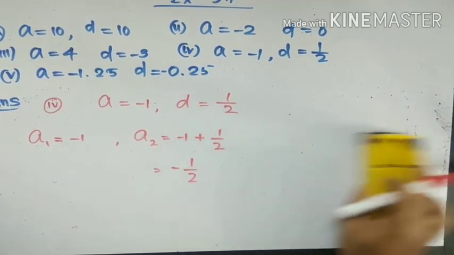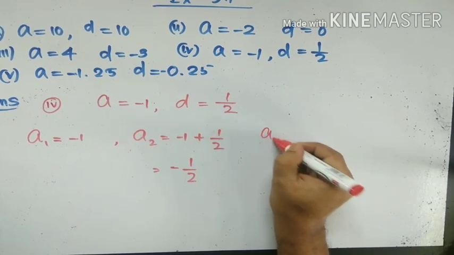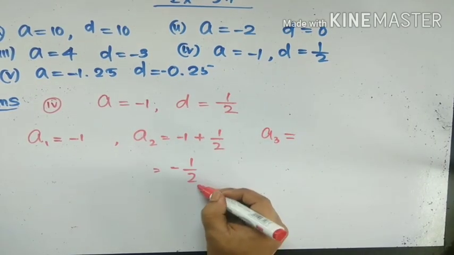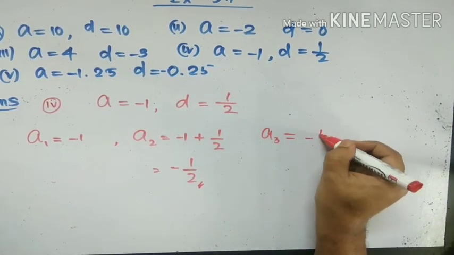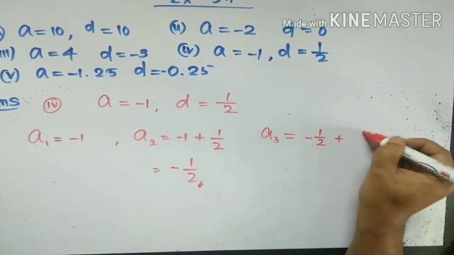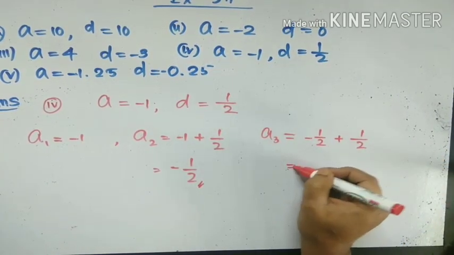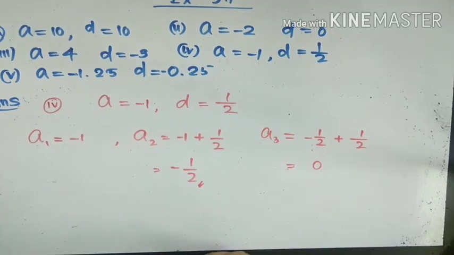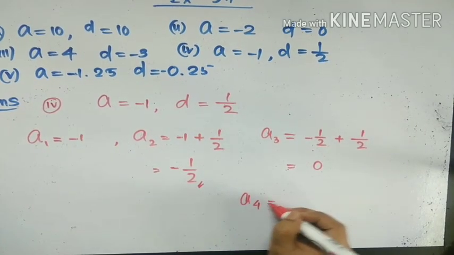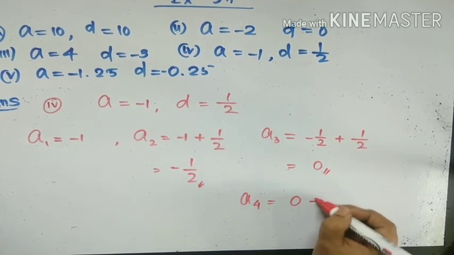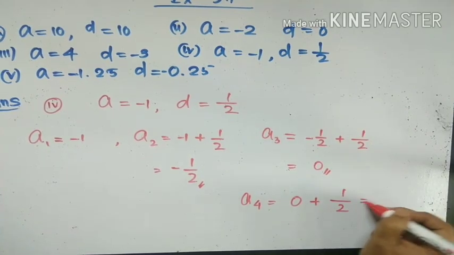So similarly, next we will find A3. A3 will be, now A2 is minus half, so minus half plus you have to add half. So minus half plus half, it will be 0, and A4 will be, now this term is 0, so 0 plus half, it will be half.